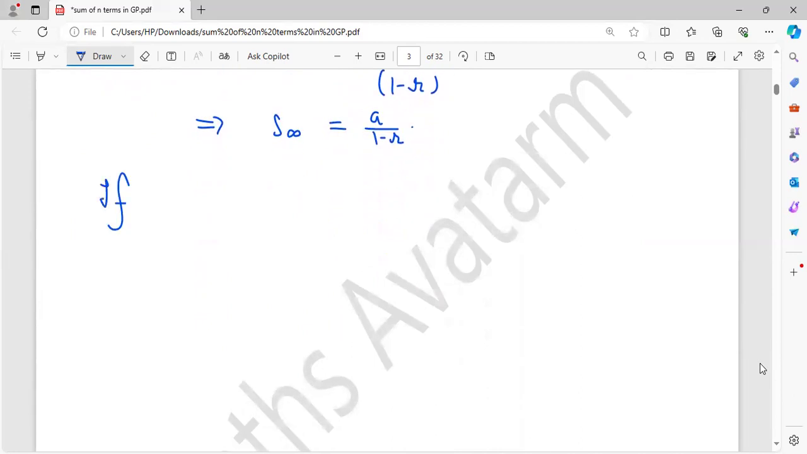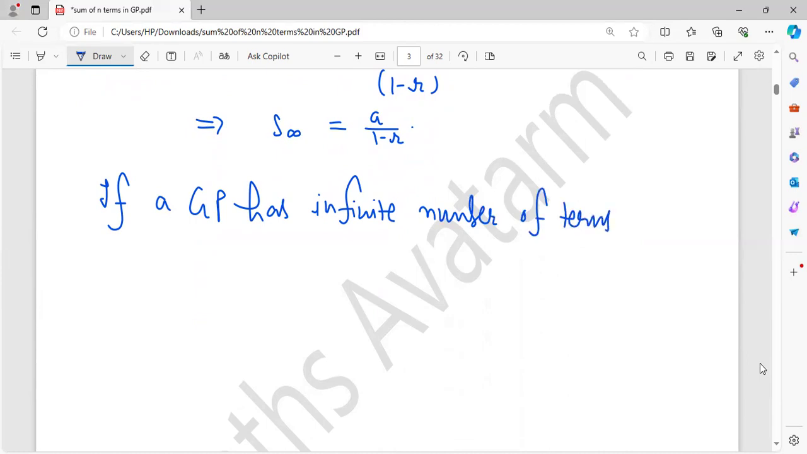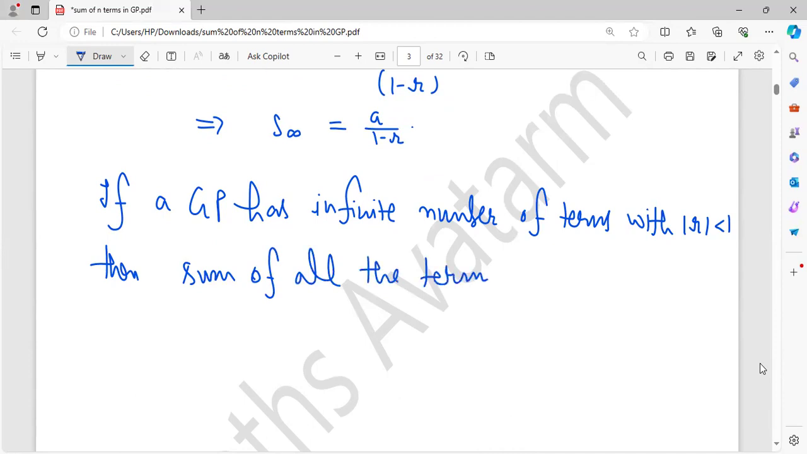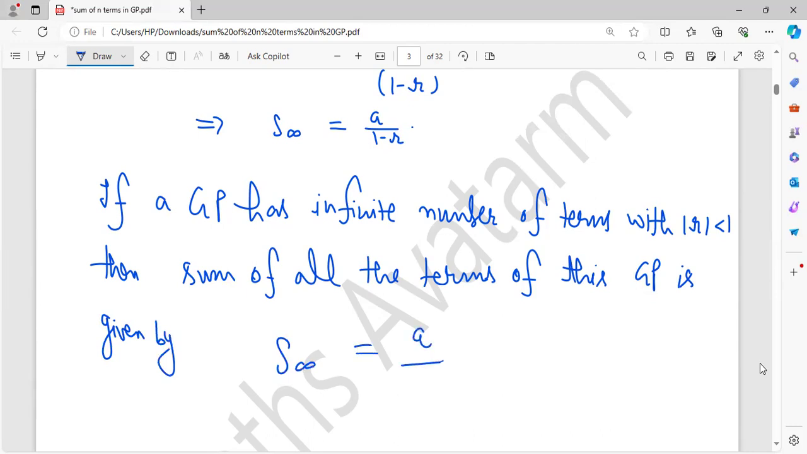If a GP has an infinite number of terms with a common ratio whose modulus is less than 1, then the sum of all the terms of this GP is given by S infinity is equal to A upon 1 minus R.